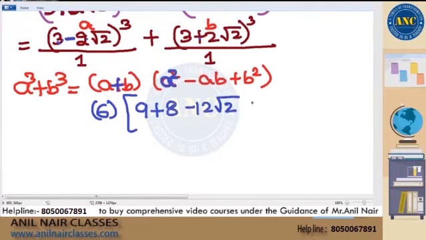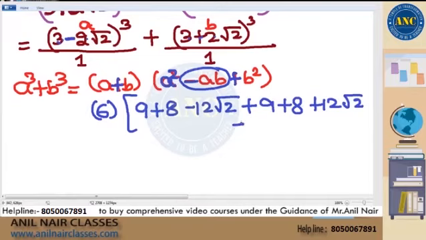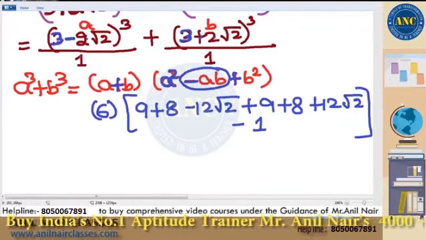Minus 12 root 2. Similarly, forget about minus ab, I will come to that last. b square is 3 plus 2 root 2 whole square, which is again 9 plus 8 plus 12 root 2 minus ab. A is 3 minus 2 root 2 and b is 3 plus 2 root 2. The product is nothing but 1, right? The product is 1, which I already discussed in the denominator case here.